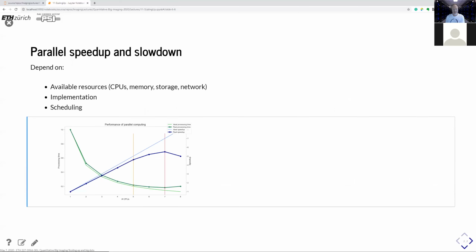And often when you have a parallel system with many computers, you say, okay, I have 100 computers, I have a speed up of 100. So the task is done 100 times faster. That's not true, because the speed up depends on the available resources. So we have the CPU, the memory, the storage, the network. It also depends on the implementation of the code.